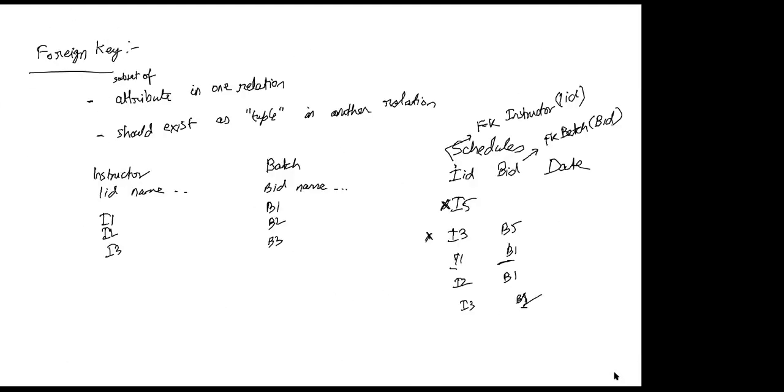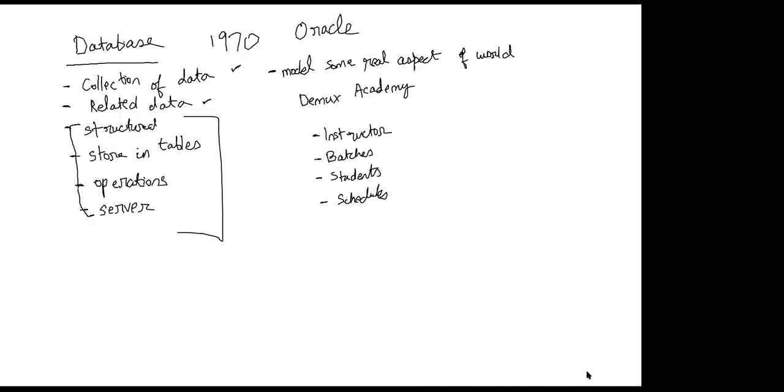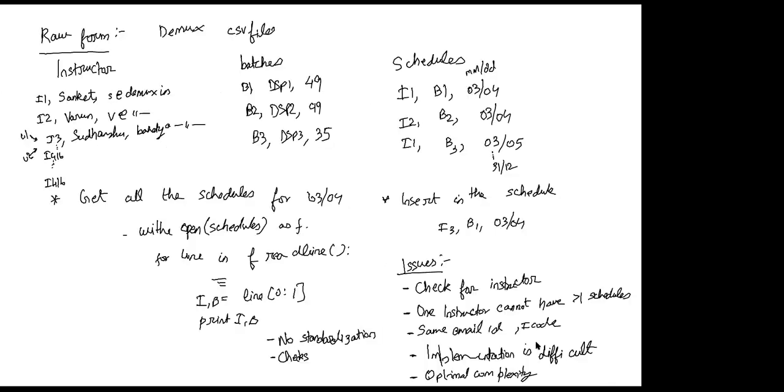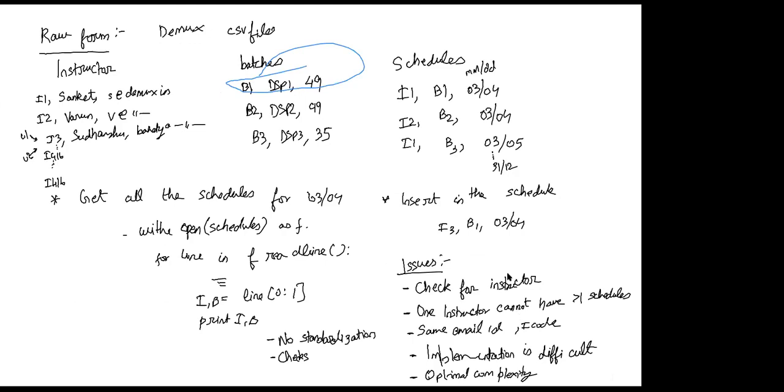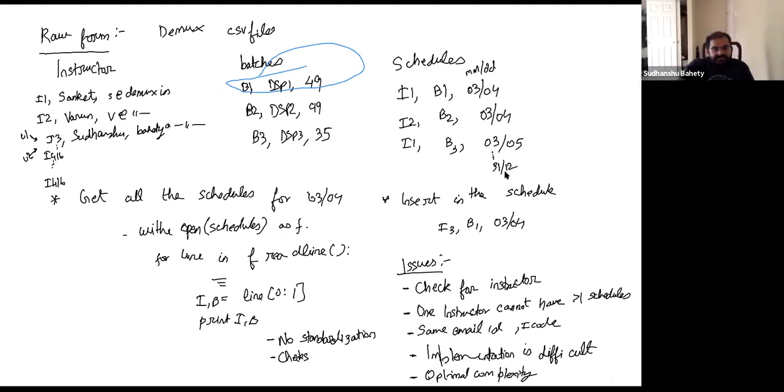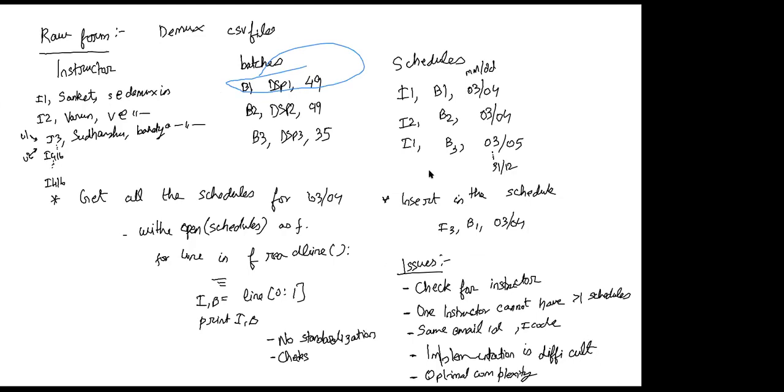But for the schedule table, instructor key is the primary key for that table, right? No, instructor ID is not the primary key. Please, guys, don't write. Sorry, my bad. Instructor ID and batch ID together are the primary key. Okay. But how are we defining this foreign key? So we're just saying that this is a foreign key, or what exactly is happening?